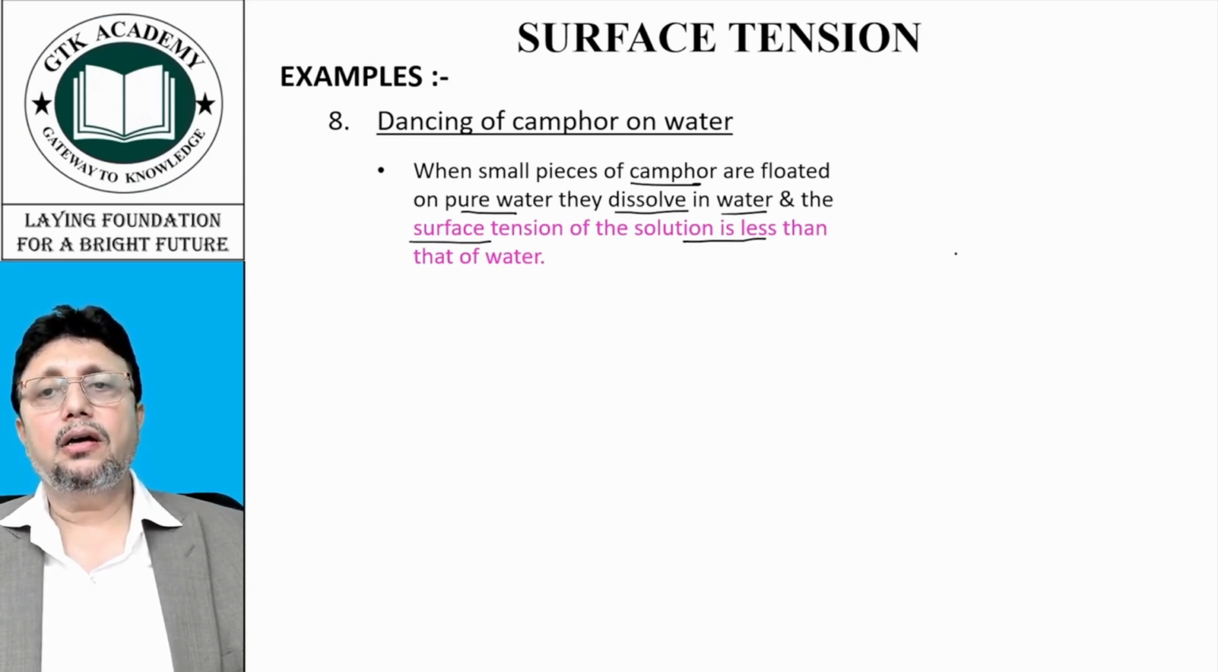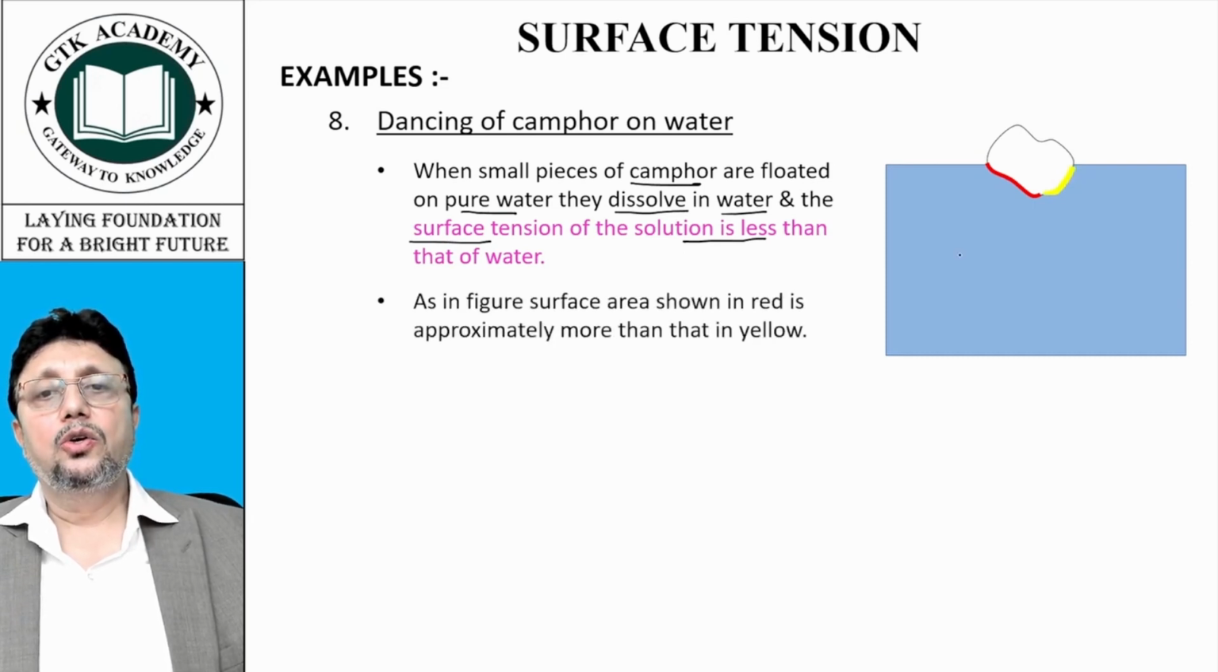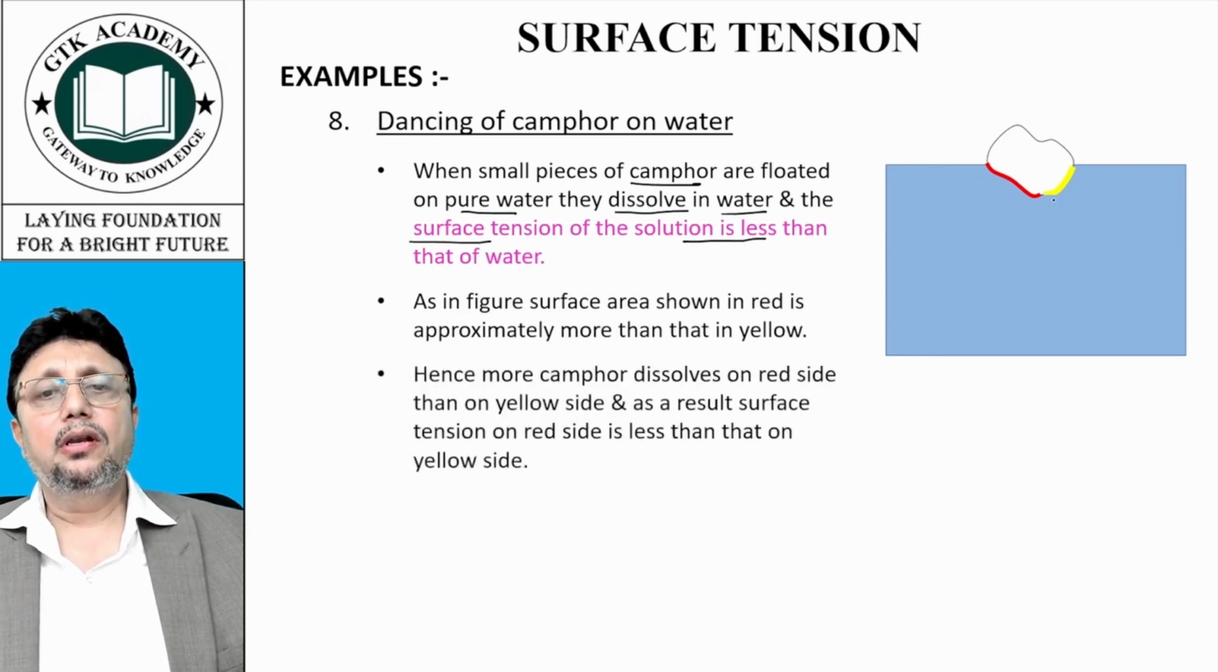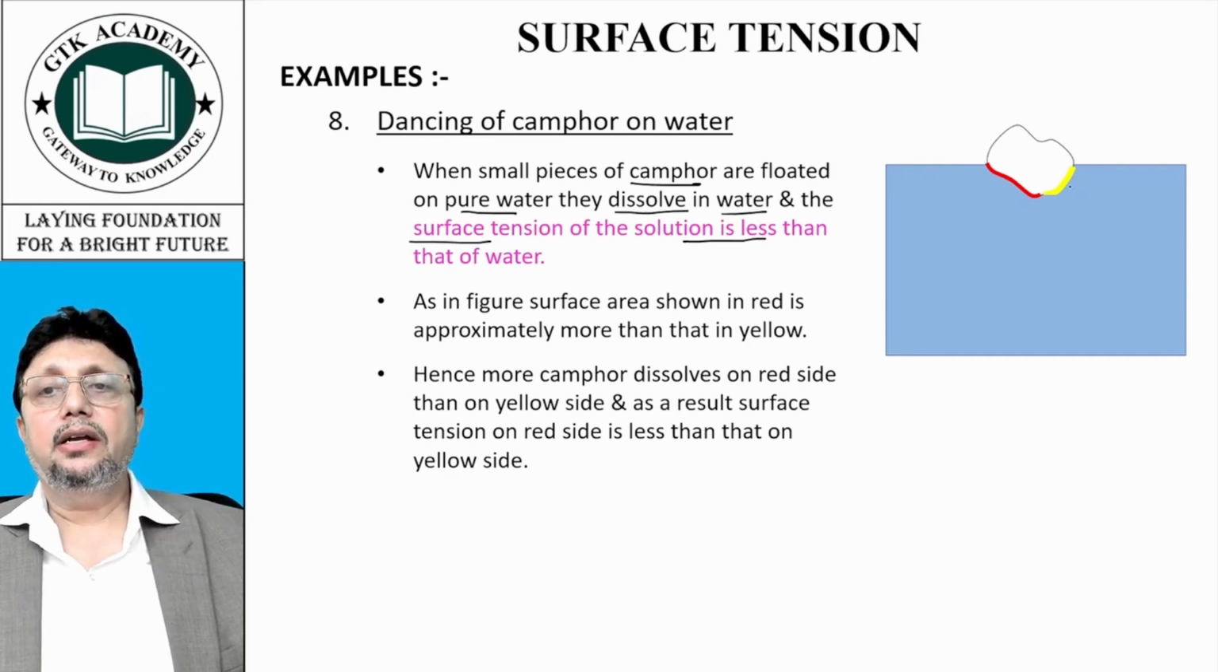So now if you put a small piece of camphor in water like this, divide its surface in contact with water in two parts, red one and yellow one. Red one is more than yellow one. So on the red side, more camphor dissolves, and on the yellow side, less camphor dissolves. So on the red side, the surface tension is reduced. Yellow side also it is reduced, but to a lesser extent.